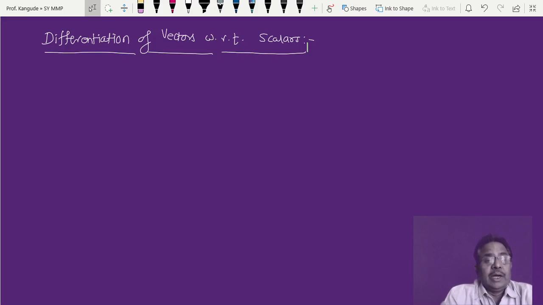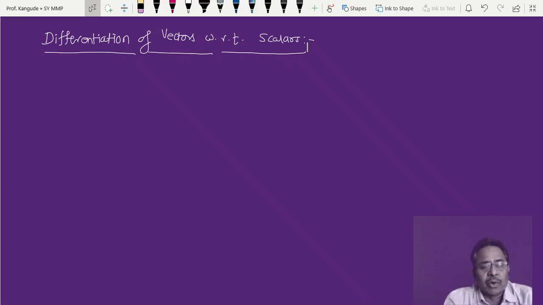This is the new article that we are going to discuss today, which is differentiation of vectors with respect to scalar. Remember, we have used this type of differentiation of vector with respect to scalar several times, but we have not mentioned earlier that we are taking differentiation of vector with respect to scalar. Since this particular chapter is related to vector algebra and analysis, here we have to define very clearly what is the process of differentiation of vector.